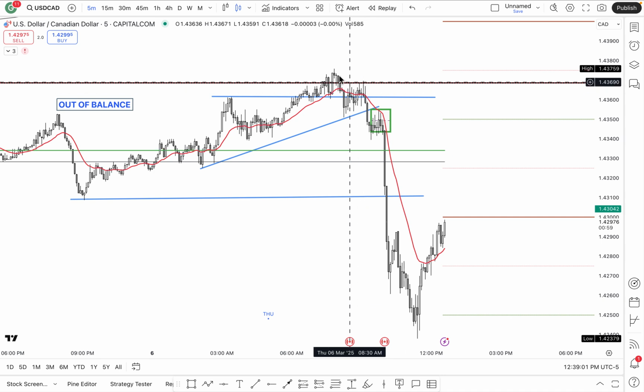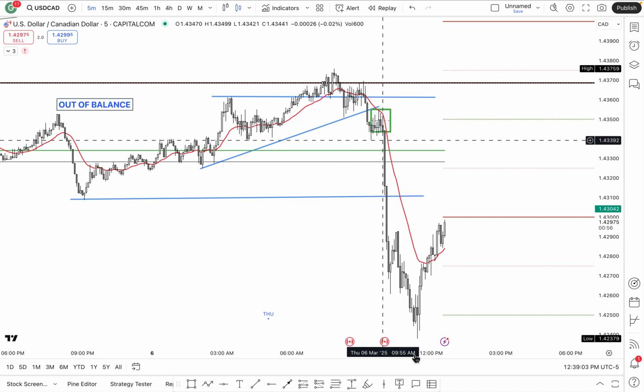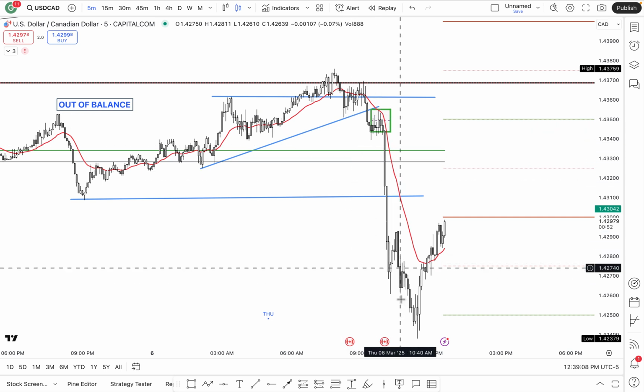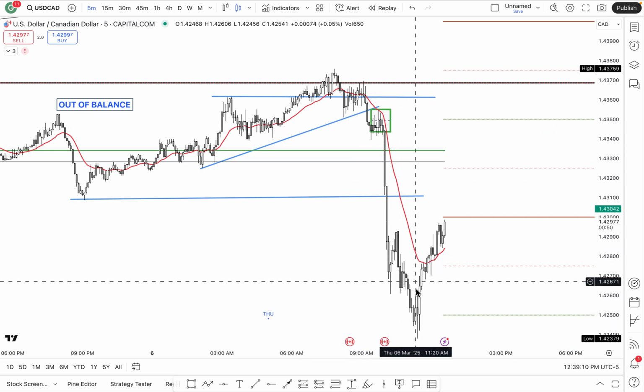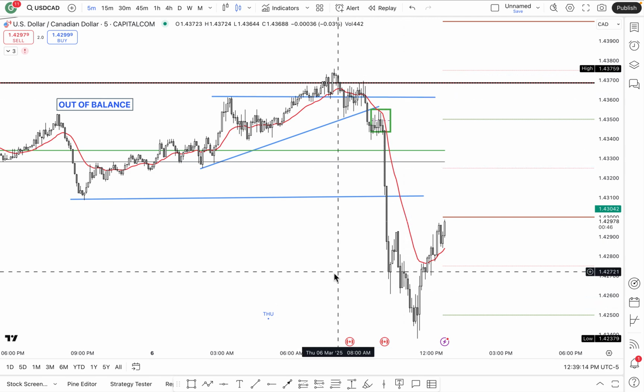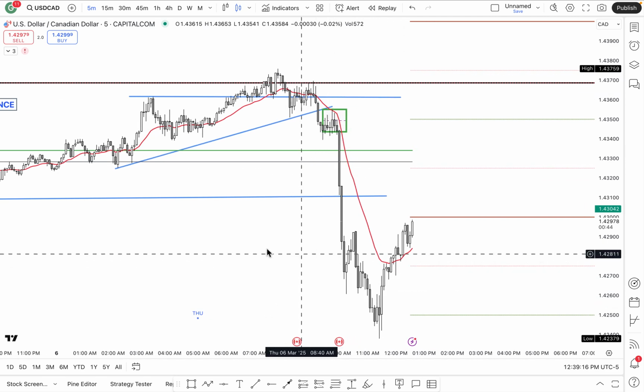So pump, and ascending triangle, which failed my entry here. Boom, major red news acted as a catalyst. So already I've been taken out at break even. Remember, always move your stops to break even. Congratulations guys, may the markets go with you.